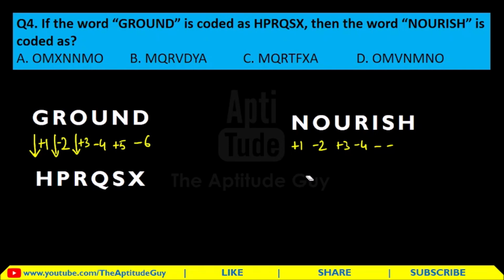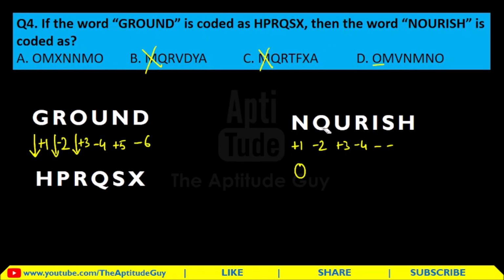What is N plus 1? N plus 1 is of course O. Now let's look at the options. Option A starts with O. Alright. Option B starts with M. This is wrong. Option C also starts with M. Gone. Option D starts with O. Alright. So option B and option C are 100% wrong. We are left with option A and option D.